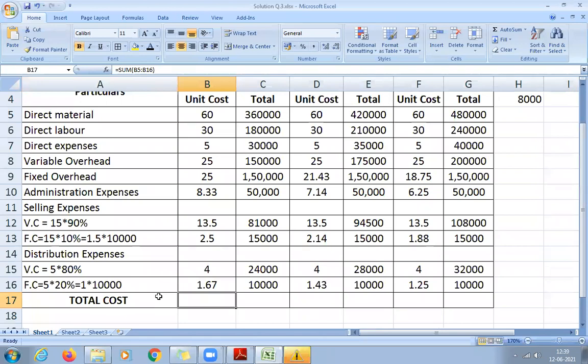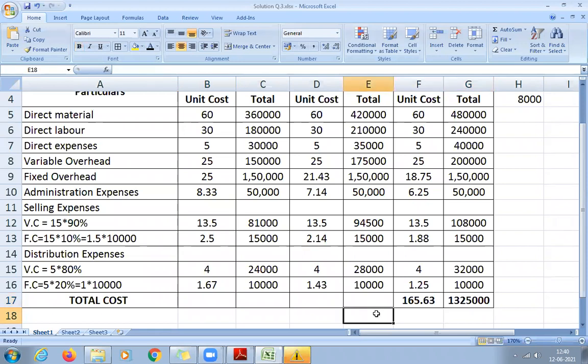Those who are done, let me know the answer. I will write it. Sir, 8,000 units. 8,000 units. Tell me. 165.63, sir. 165.63. Okay, correct. Tell me the total. 13,25,000, sir. Yeah, I also got the same.